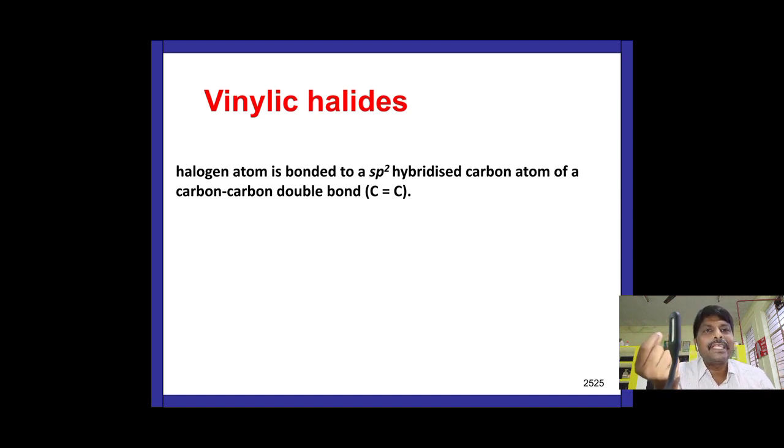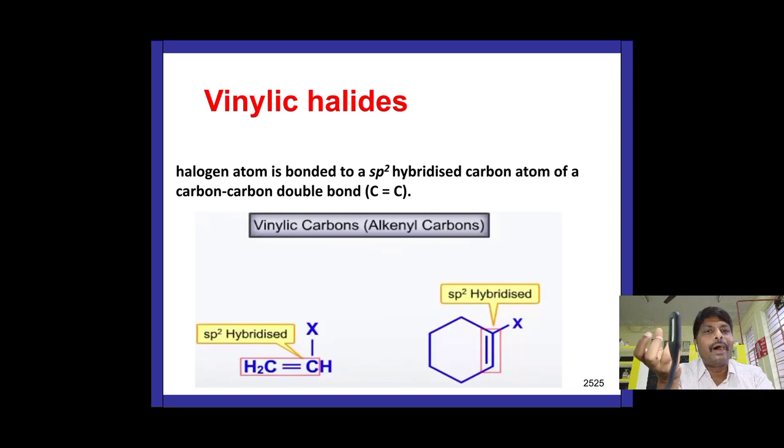In vinyl halides, the halogen atom is bonded to an sp2 hybridized carbon atom of a carbon-carbon double bond. Both carbons are sp2. Then it is attached to the halide X, so it is called vinyl halide. It may be in a chain, it may be in a ring also. So in cyclohexene also this vinyl position is possible.